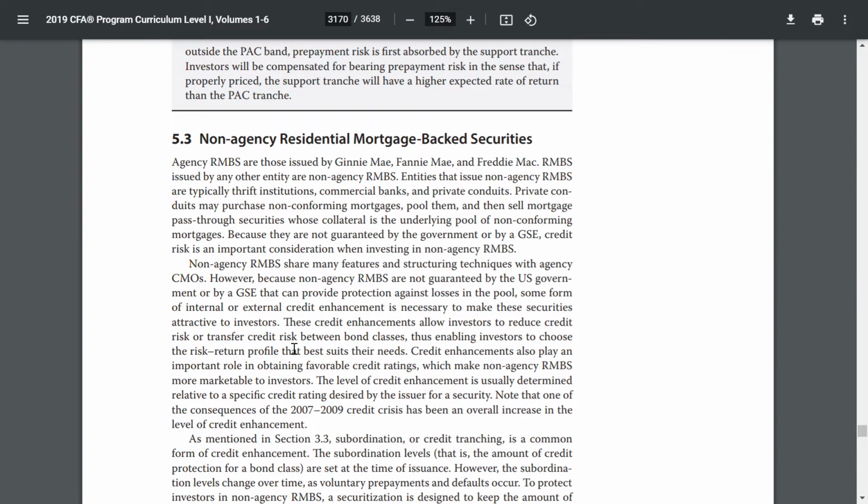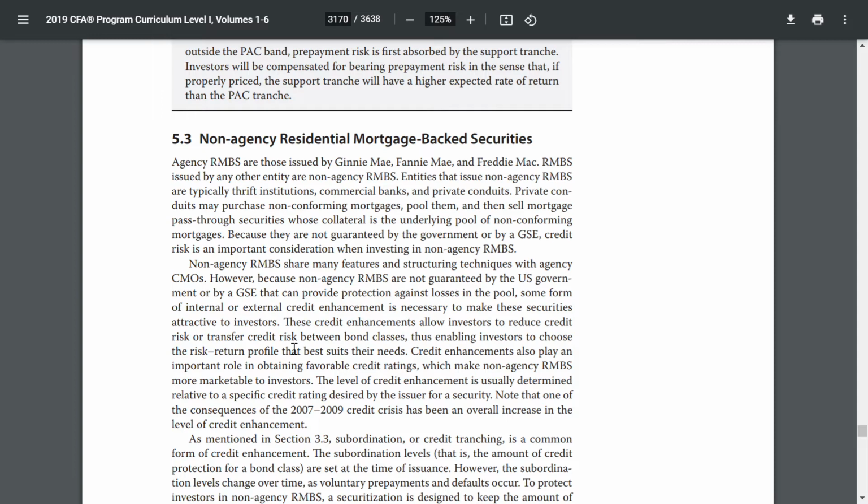Non-agency residential mortgage-backed securities. Agency RMBS are those issued by government-related organizations; non-agency RMBS are issued by another entity that is not a government agency. The entities that issue non-agency RMBS are typically thrift institutions, commercial banks, and private conduits. Private conduits may purchase non-conforming mortgages, pool them, and then sell them through pass-through securities whose collateral is the underlying pool of non-conforming mortgages, because they are not guaranteed by the government or a GSE.